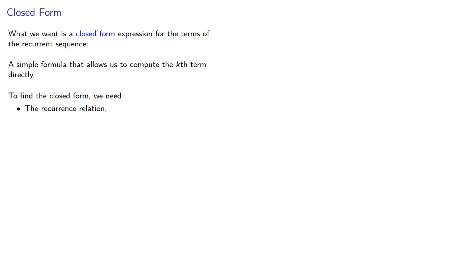What we want is a closed form expression for the terms of the recurrence sequence, a simple formula that allows us to compute the kth term directly. To find the closed form, we need the recurrence relation, the starting value or values, and insight and creativity.